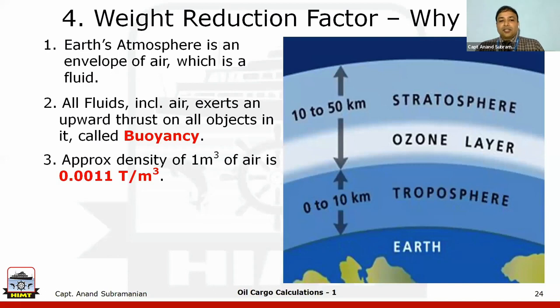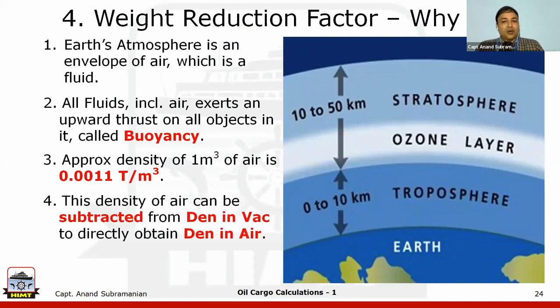Now the approximate density of 1 cubic of air is about 0.0011. So it can be calculated using table 56, or the simplest thing, the practice we normally follow on board, is whatever the density in vacuum is, we subtract 0.0011 and we get the density in air. When I multiply this density in air by the volume, what we get is the mass in air or mass in vacuum? Mass in air, sir. Mass in air. So ultimately, what we need is mass in air.